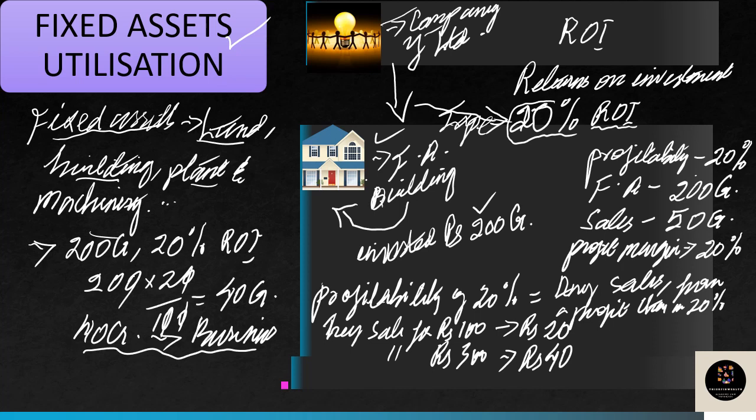This is a big project, okay? Y company invested on this building costing rupees 200 crore, and the expectation of return on investment is 20% and profitability is 20%, and fixed assets is 200 crore and sales is 50 crore and profit margin is 20%. So here out of 200 crore 20%, so 40 crore. So the expectation was met in this type, okay, at this point of time. Let's move on.